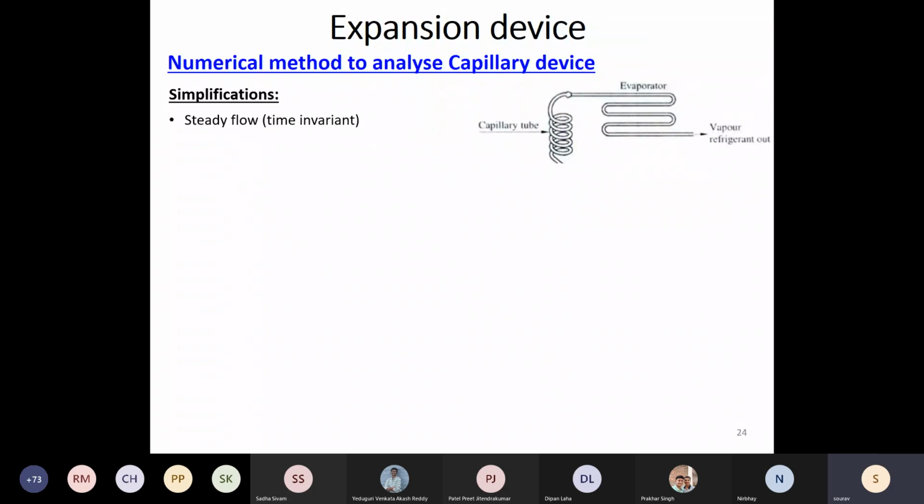We'll assume steady flow through the tube. We'll assume that the fluid properties are homogeneous in the two-phase region. What it means is when the fluid is flowing, let's say it is liquid over here, and after a certain length it becomes liquid plus vapor, because the pressure will drop and the liquid refrigerant will change its phase into liquid plus vapor. So if I'm looking at this particular cross section, I will assume one homogeneous property.